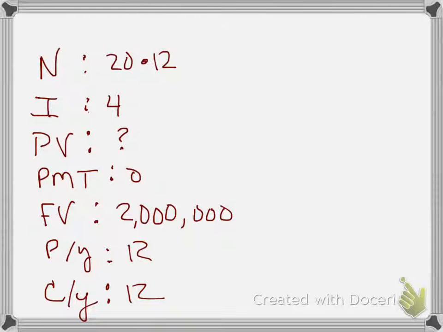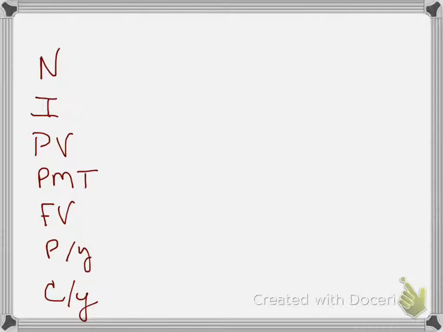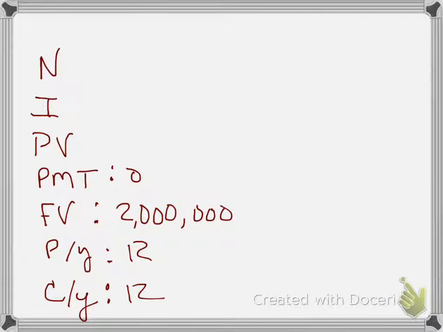So you go to the menu 8.1, and in here you're going to put in, let's say, the future value is 2 million. The payment will still be 0. The PY and the CY will be 12. The I is going to be about 4. And we're going to mess with the N. We're going to find the PV.